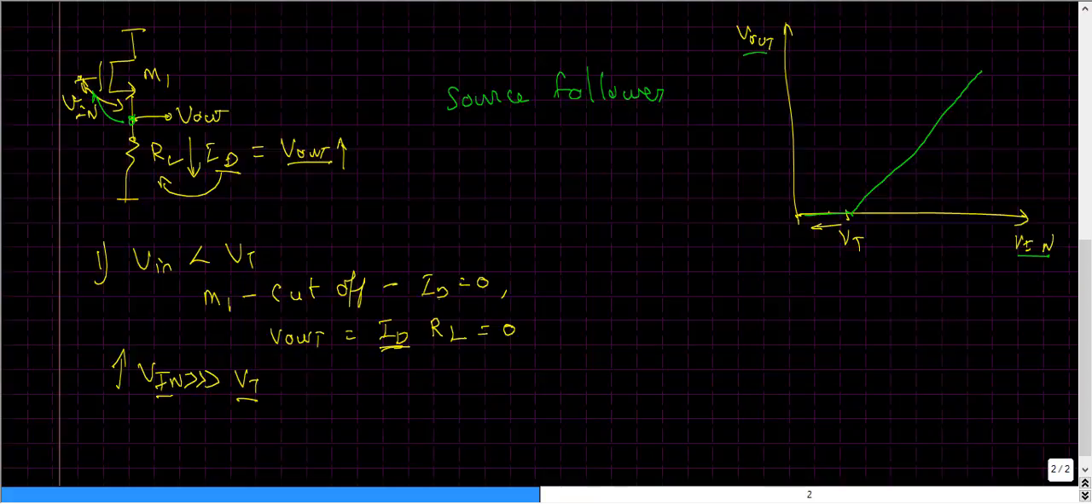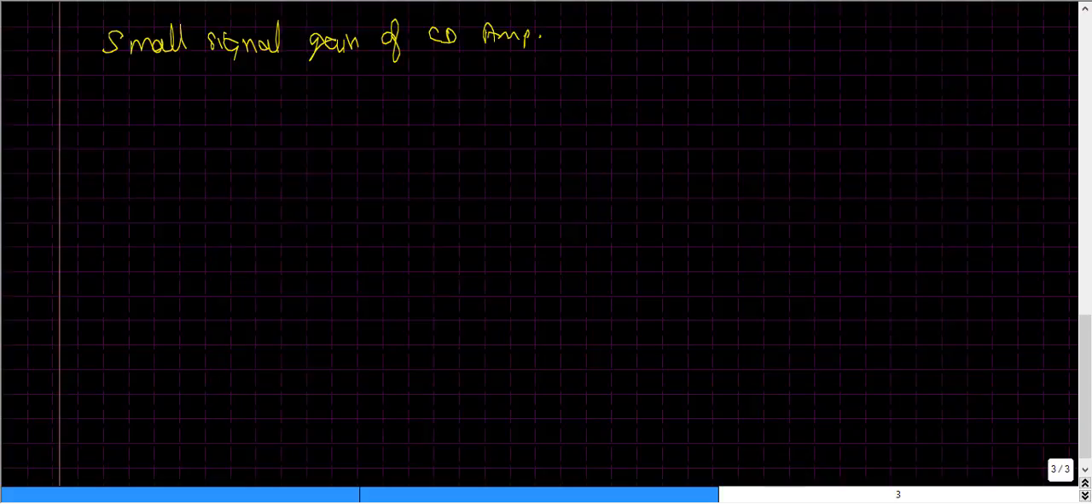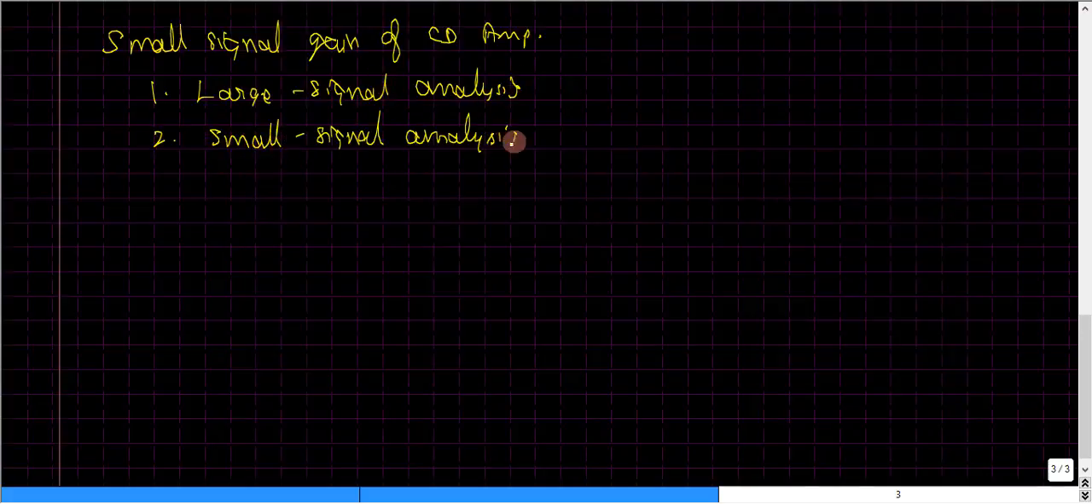Now let us try to evaluate the small signal gain for the circuit. The evaluation of small signal gain can be performed by two means: one using a large signal analysis, and the other using a small signal analysis. Since we have done the gain calculation for the circuits discussed earlier through small signal analysis, this time we are trying to find the gain through the large signal analysis method.